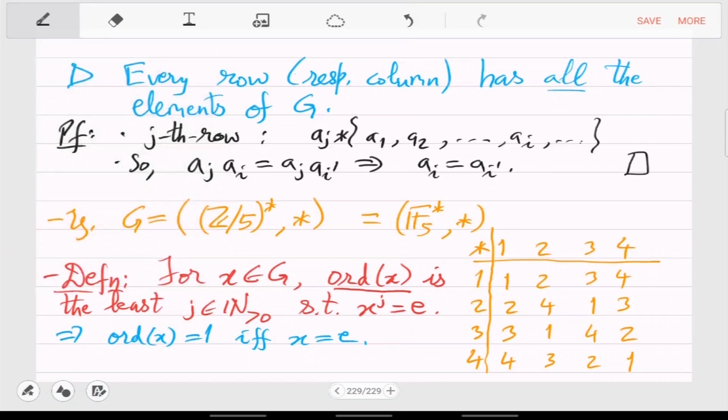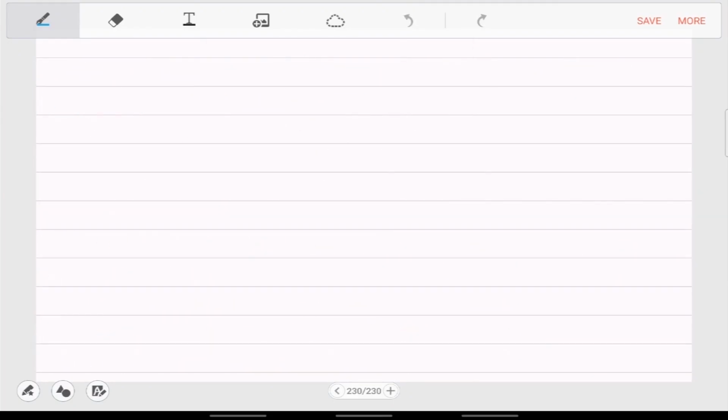Another thing you can show is that the order of X inverse is the same as the order of X. Right? For any element X, you can see that x to the j is E if and only if x to the minus j is E. Where, okay, what is minus j? This is defined to be X inverse and then multiply j times. Okay, that would be the definition.